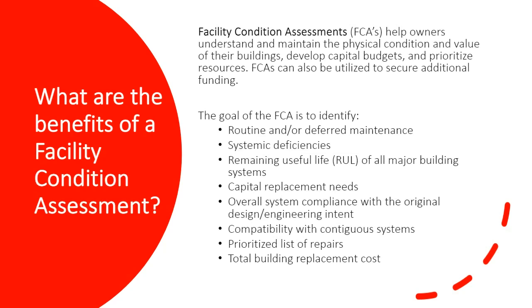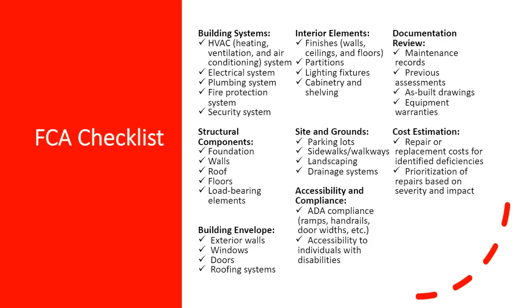Also, it helps you prioritize your list of repairs, really organize that and identify what makes the most sense to do right now versus down the road as well. But also, what's your total building cost, your replacement cost for your building. And again, it helps you really identify your current state of affairs. Where do you sit today? The other challenges, though, are, again, this is what the FCA checklist typically includes.